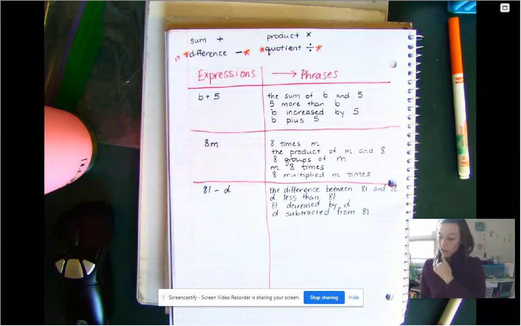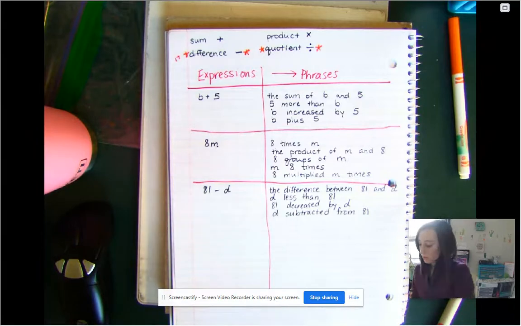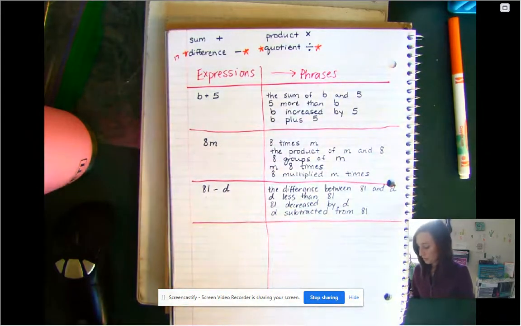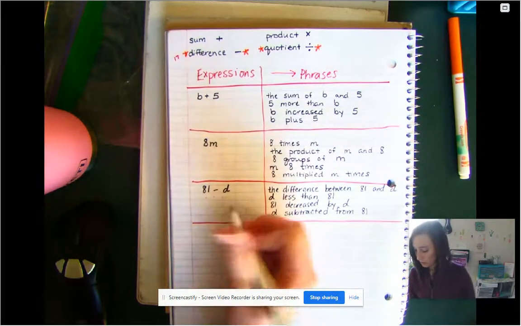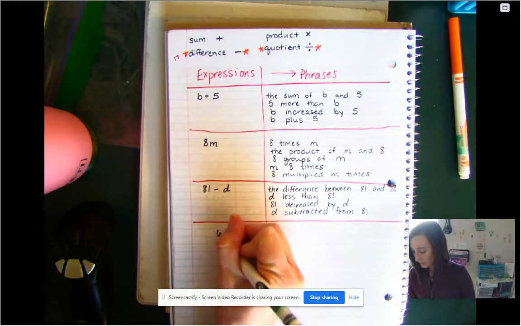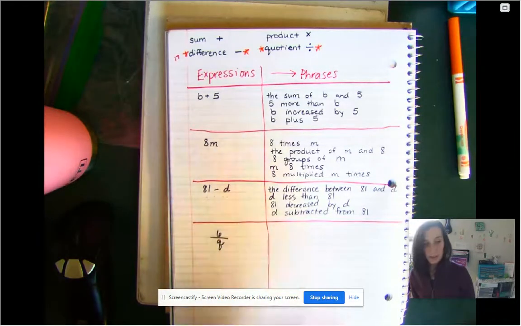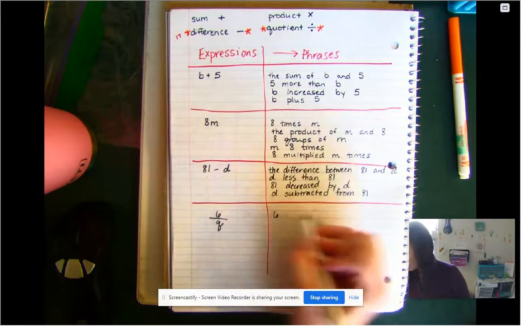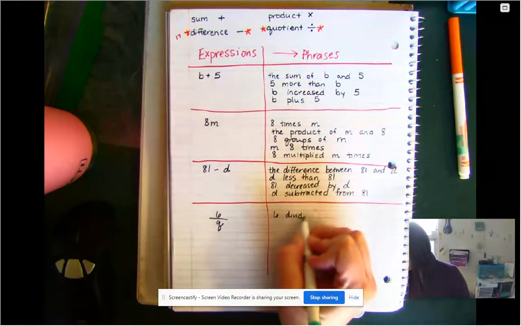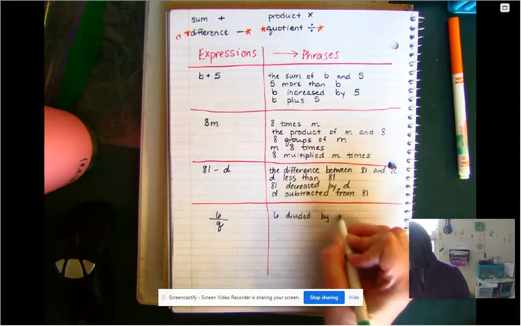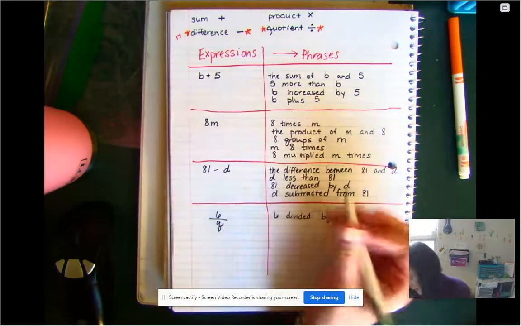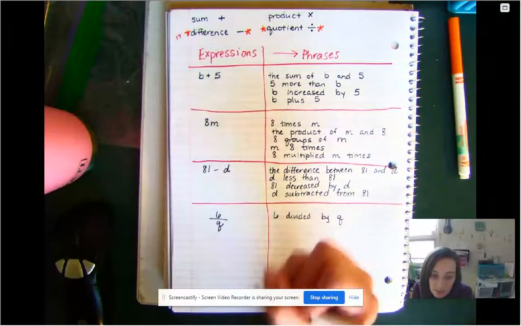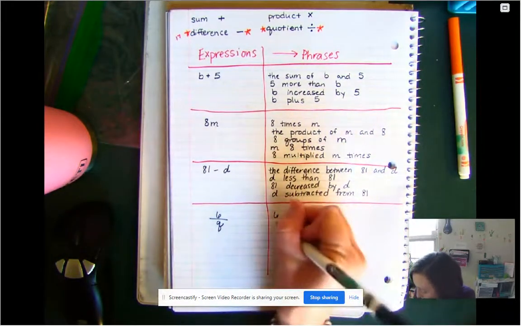Now, let's do one division example. So let's say you saw 6 over Q. Remember, this is a way to show division. So we could say 6 divided by Q. We could say, what else? Think of some other things you could say. Pause the video and then bring it back and see what you got.